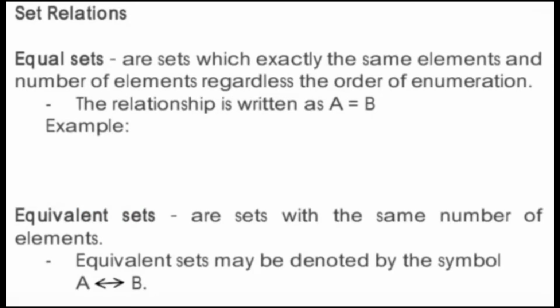So aside sa equal sets, meron din po tayong tinatawag na equivalent sets. Okay, so sabi dito, equivalent sets are sets with the same number of elements. Okay, then equivalent sets may be denoted by the symbol. Ayan po, as you see, ang symbol na ginagamit natin is yung may arrowhead, both side. Ayan, so we can read it as A is equivalent to set B.